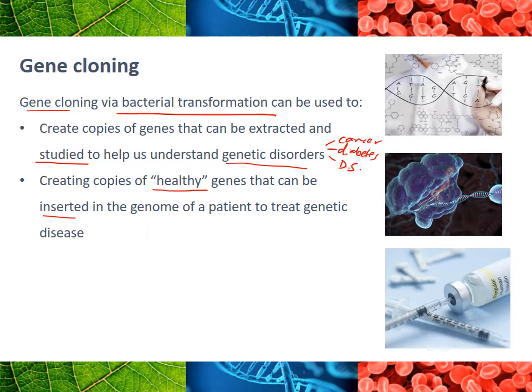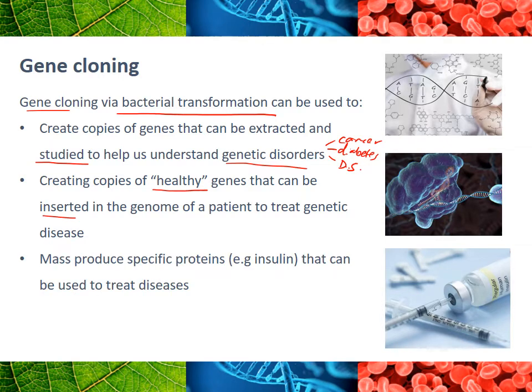We mentioned this already, that gene cloning can be used to mass produce specific proteins that can be used to treat diseases. The great example of that is insulin: cloning the gene and then inducing the gene expression so that the protein is produced.